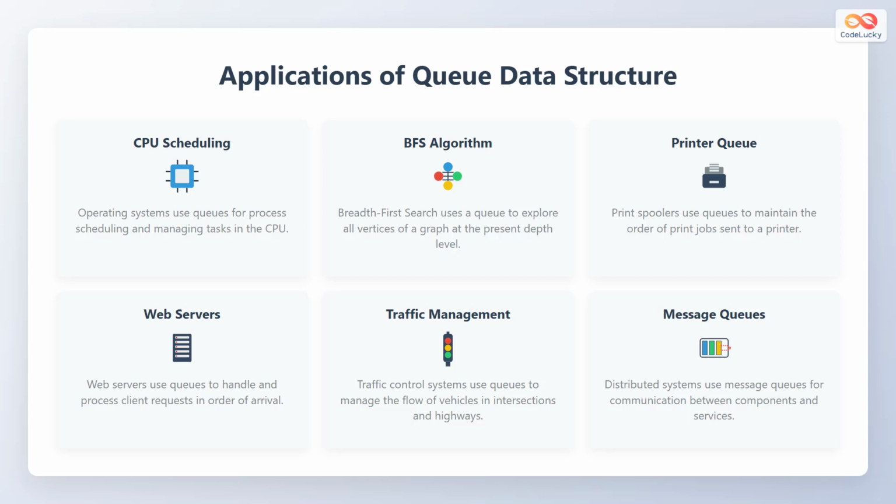Web servers, where web servers use queues to handle and process client requests in order of arrival. Traffic management, where traffic control systems use queues to manage the flow of vehicles in intersections and highways. Message queues, where distributed systems use message queues for communication between components and services.